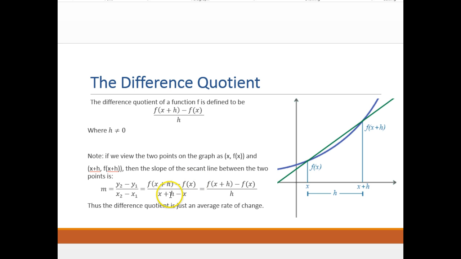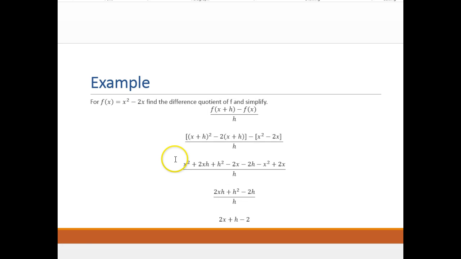Now I had x2 minus x1. Again, x2 was just x plus h. x1 was just x. Notice my numerator stays the same, f of x plus h minus f of x. And notice in the denominators that x cancels and you're just left with h. Therefore, your difference quotient is just an average rate of change. And that's what you're really finding is the average rate of change between these 2 points on the secant line that connects them.